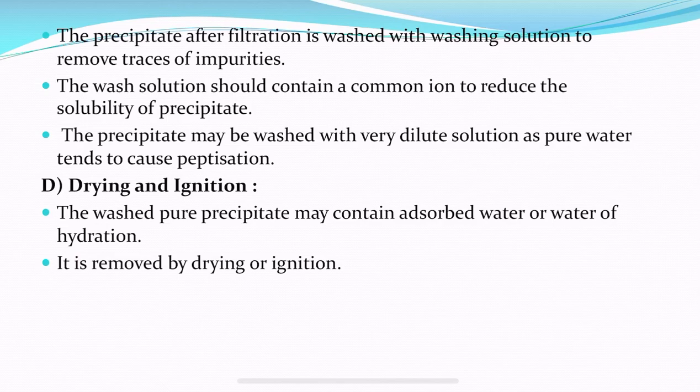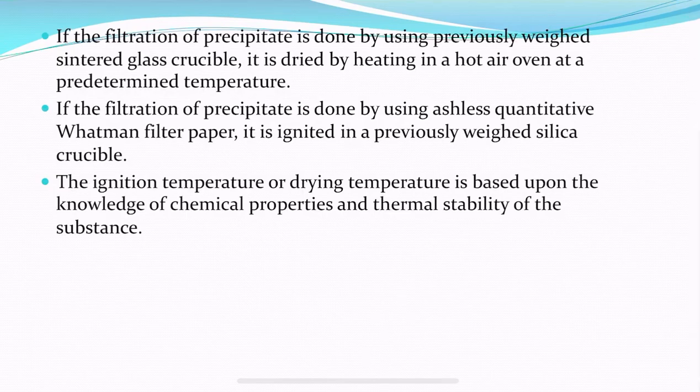If the filtration of the precipitate is done using ashless quantitative Whatman filter paper, it is ignited in a previously weighed silica crucible. The ignition temperature or drying temperature is based upon the knowledge of the chemical properties and thermal stability of the substance. The heating should be uniform and continued till constant weight. So this is how we do the drying and ignition of the purified precipitate.